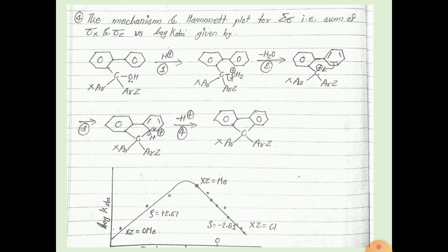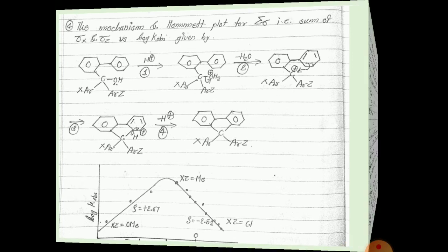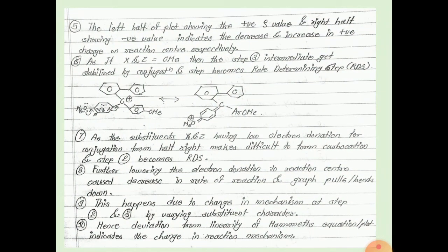Then the rho value is plus 2.67, and for the sum of sigma minus the rho value is minus 2.51, and here xz is the methyl group. The left half of the plot shows a positive rho value and the right half shows a negative value, indicating a decrease and an increase of the positive charge on the reaction center respectively. If x and z are OMe, then the step 3 intermediate is stabilized by conjugation and this step becomes the rate determining step, the RDS.